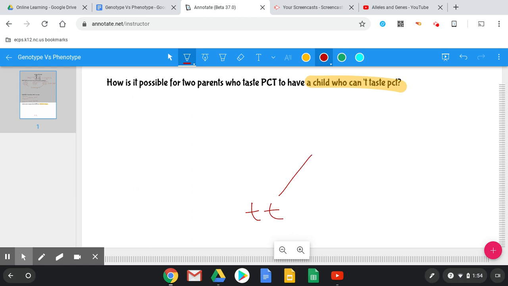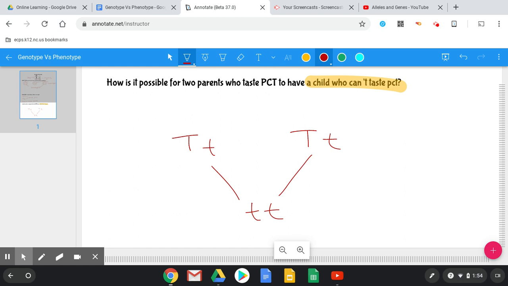So that means that they received a recessive allele from one parent and another recessive allele from the other parent. So that means each parent had to have at least one recessive gene in their genotype. Well, this question or the statement also said that both parents could taste PTC. So tasting PTC is a dominant trait. So that means that the parents also had to have had at least one dominant gene in their genotype. So they each had a capital T.